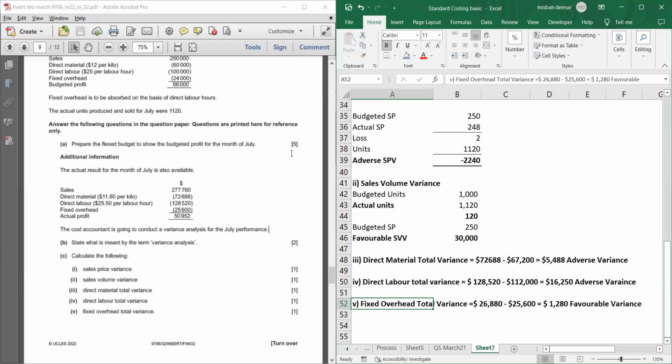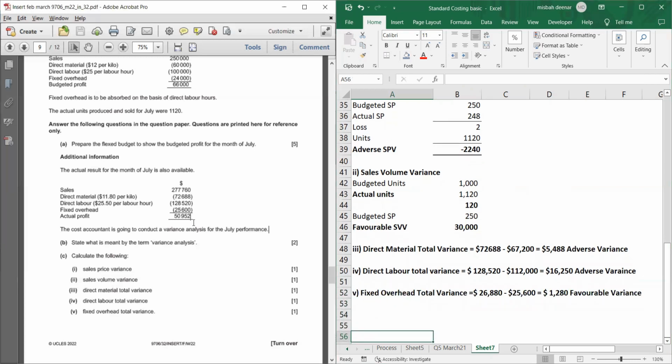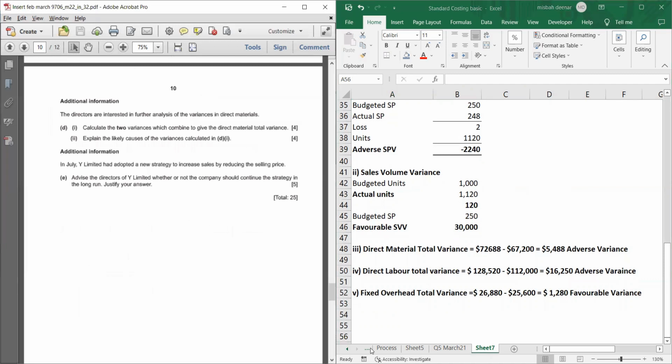So how many marks have we covered? 5 plus 2, 7, and 7 plus 5, 12 marks easily gained. Then moving on to part D. D1. Calculate the two variances which combine to give the direct material total variance.